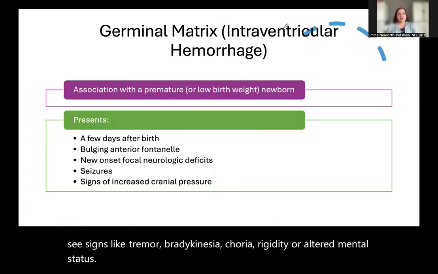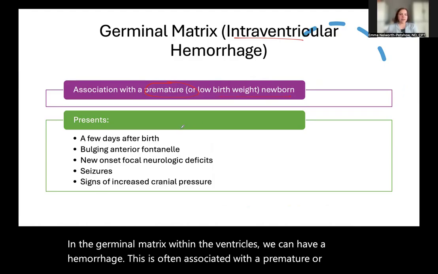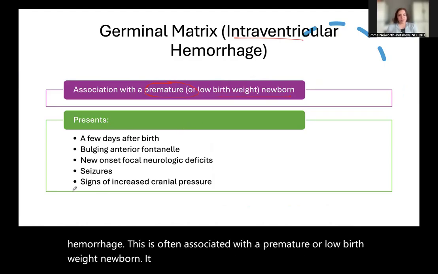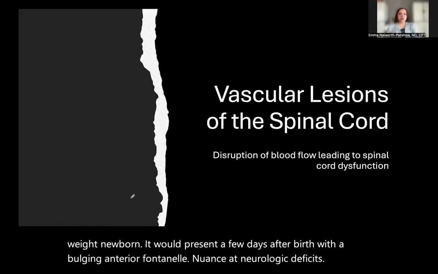In the germinal matrix within the ventricles, we can have a hemorrhage. This is often associated with a premature or low birth weight newborn. It would present a few days after birth with a bulging anterior fontanelle, new onset neurologic deficits, seizures, and signs of increased intracranial pressure.